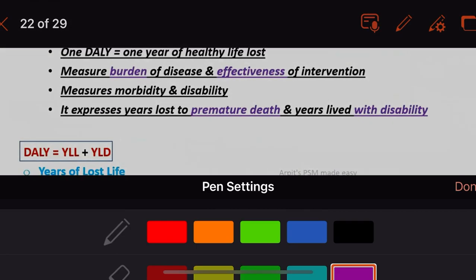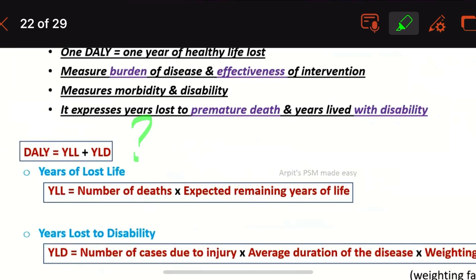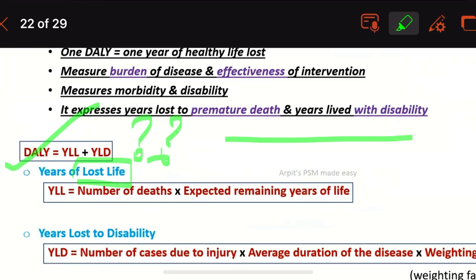DALY. What if people ask you what is the formula of DALY? If the question arises, mention the formula of DALY. You have to say that DALY is nothing but the years of life lost, YLL, plus years lost to disability, YLD.